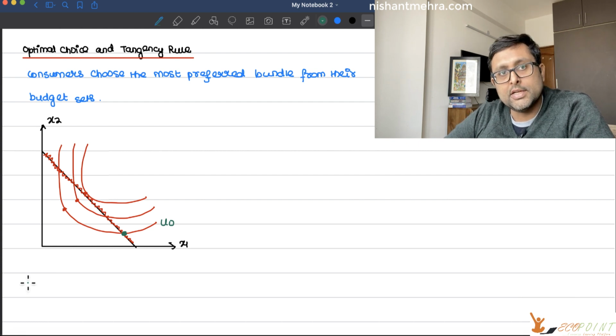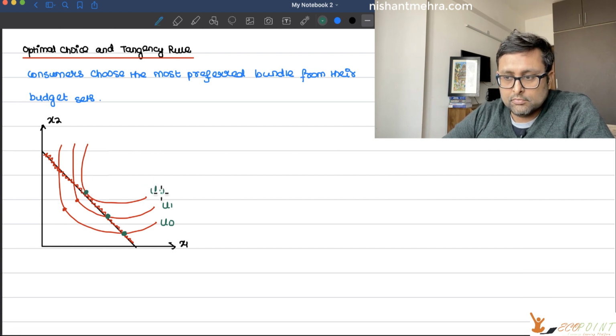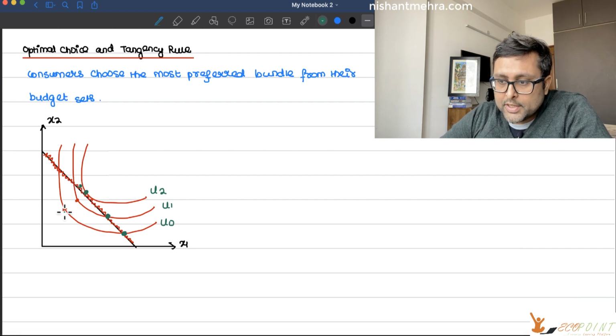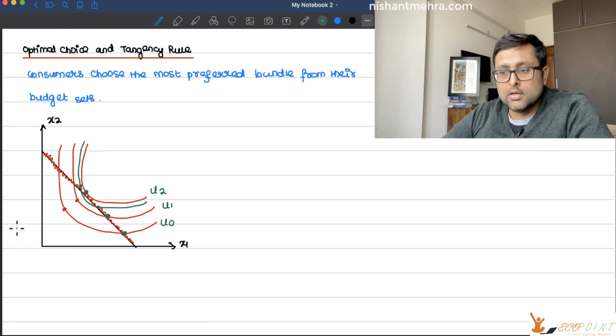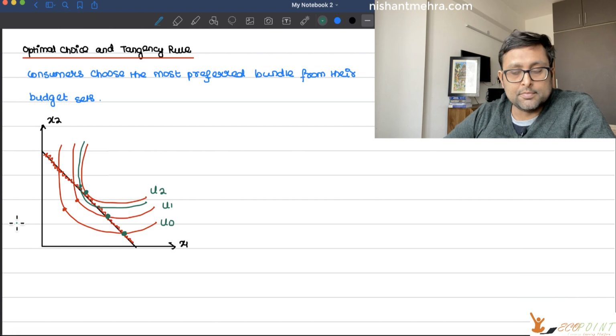Is this giving you the higher utility? No. You can go further. Just move a little upwards. This point is also on the budget line, and the indifference curve passing through this point is this. But of course, U1 is better than U0. But can you do even better than this? Of course you can. You move ahead and you will move on to this point. This is the highest utility which you can have, because if you move to this particular point, then the indifference curve passing through this point will be lower than U2, and hence is giving you the lower utility.